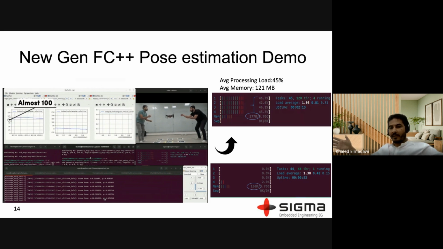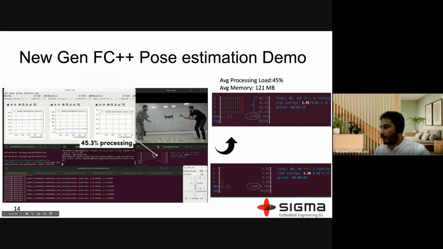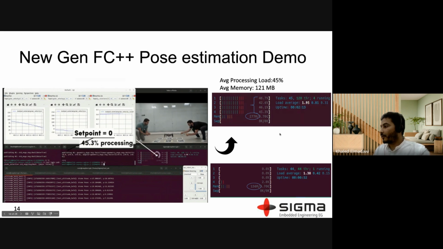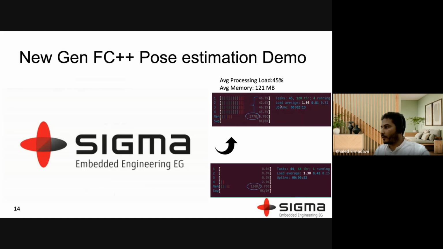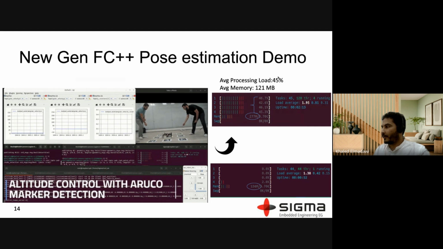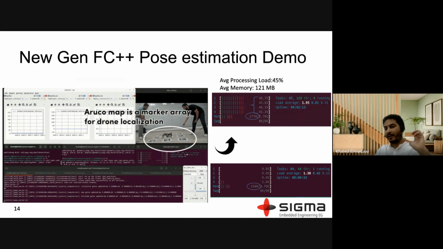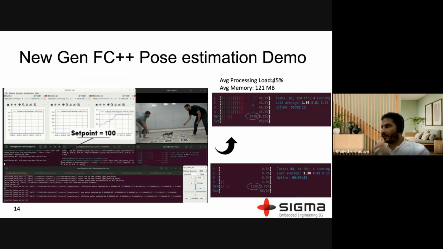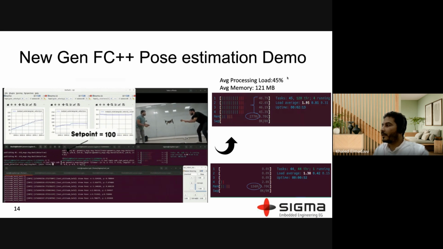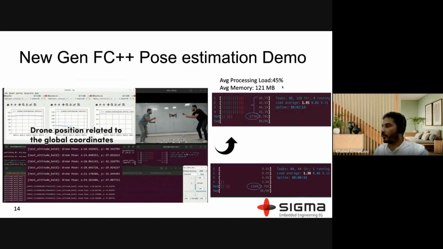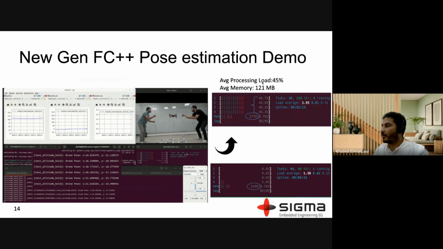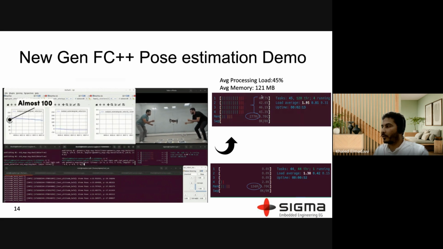By that, we can have a block of 2 by 2 meters, and it can localize itself over it. And the astonishing part is that just by making a few optimizations in our software stack, removing some debugging states and debugging prints and stuff like that, it came to around 45% of processing load, and the memory allocation is around 121 megabytes.